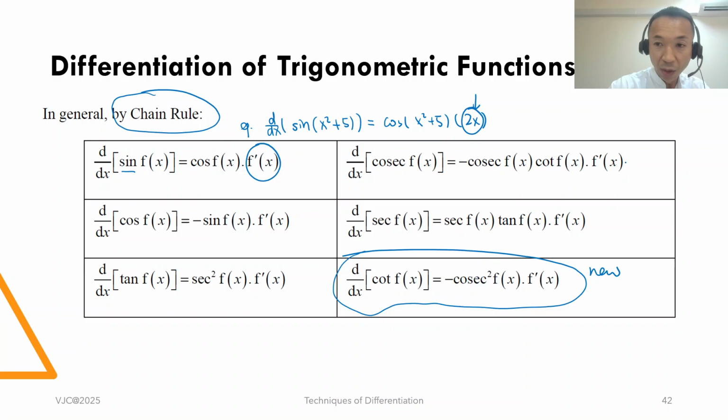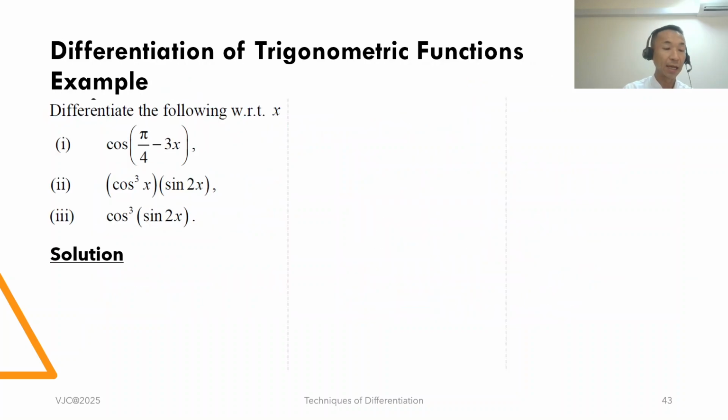The equivalent of these two are in MF27. By equivalent, I mean that in MF26 you are given the formula to differentiate cosecant x, not f(x), but you should know how to use chain rule to get these two forms. So I won't belabor the point. Let's go to some examples.